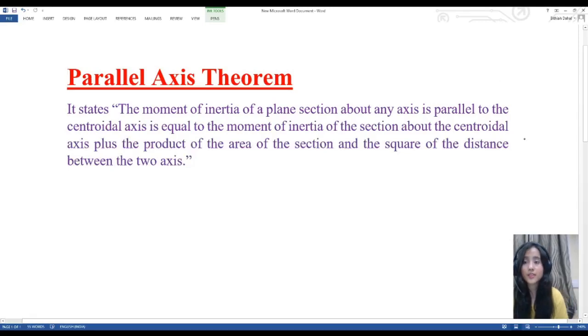So today in this class, I'm going to cover two theorems. The first one is the parallel axis theorem. The second one is the perpendicular axis theorem. So let us first start with the parallel axis theorem.